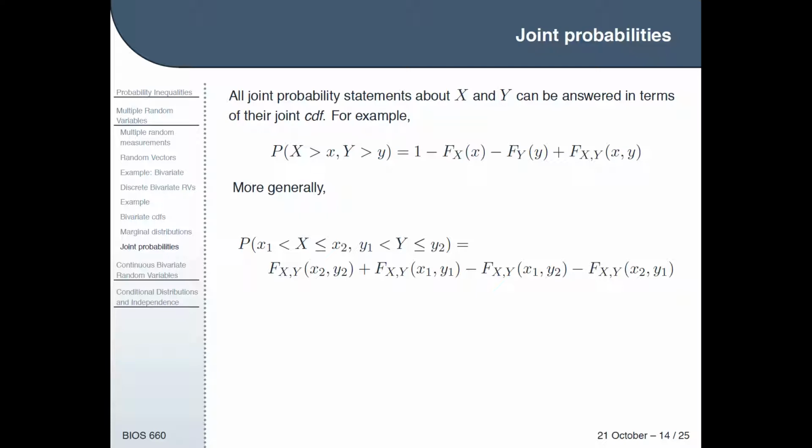And more generally, if you want to find the probability that x and y are contained in some particular rectangle, you can calculate that by evaluating the joint CDF at x2, y2 plus x1, y1 minus x1, y2 minus x2, y1. But again, I won't go through all the details of this. It's just a bit of algebra. The easiest way to see it is to draw some pictures, or you can just take my word for it.